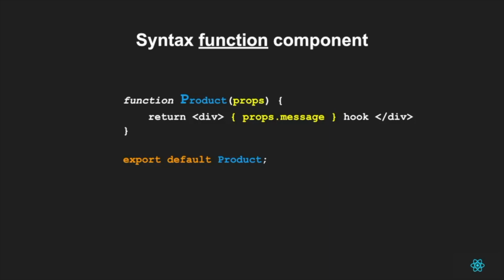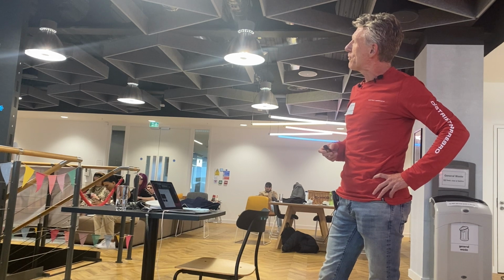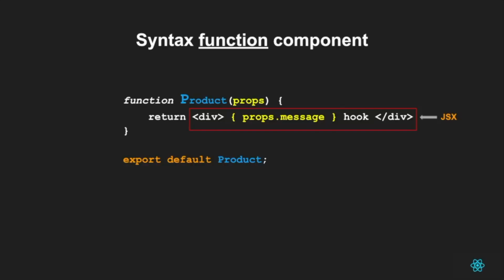It's a very simple function, and it returns HTML in combination with JavaScript, and we call this combination JSX, because there is also JavaScript in the curly brackets, a message, and that is possible in JSX. And we export my product, so I can also import this function in another component. That is why I export it underneath.